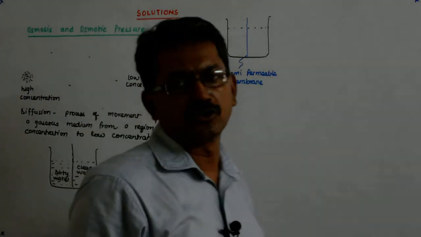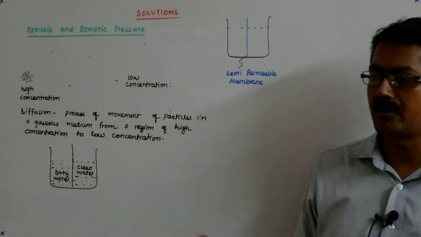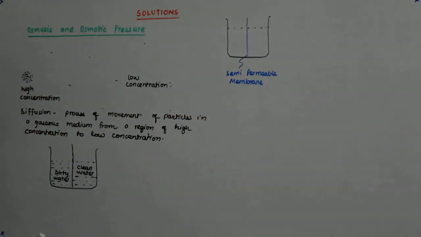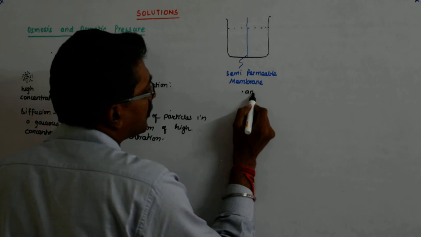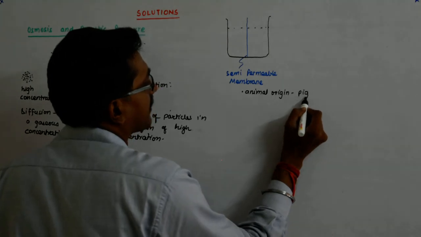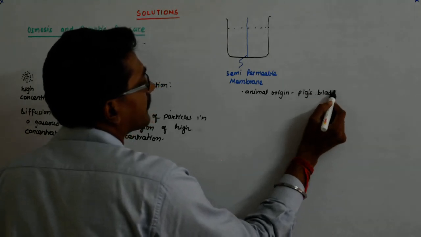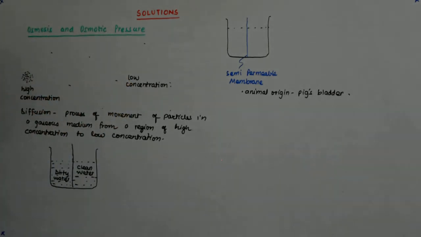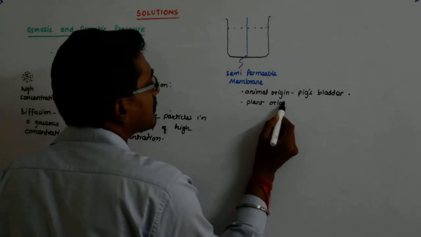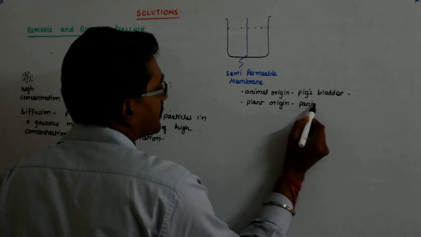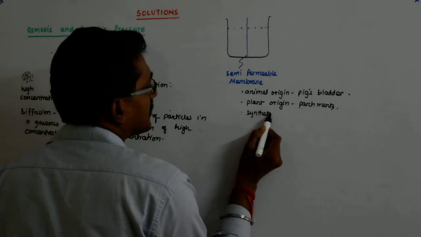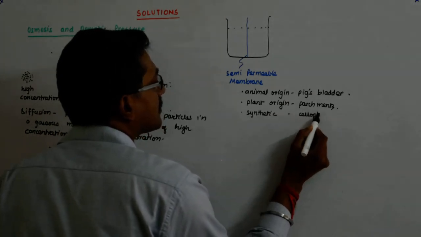Now, all membranes do not have this capacity. All membranes are not semi-permeable membranes. Okay? So this semi-permeable membrane can have an animal origin, which is pig's bladder. Or of plant origin, where you have parchments, or it can be synthetic, which is cellophane.